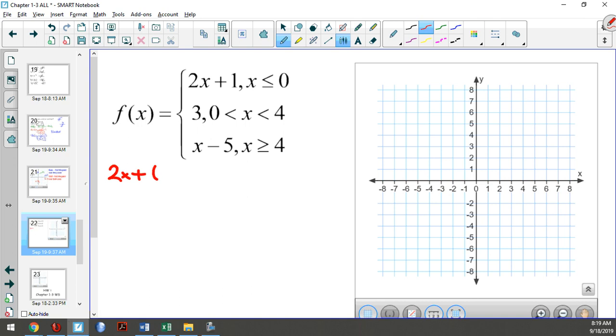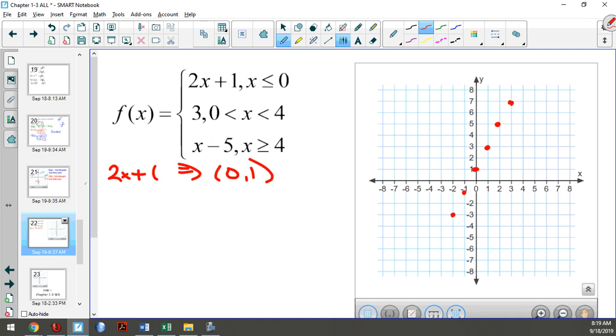Why are we using the point 0, 1? It's the y-intercept, so I have the point 0, 1. Then what am I doing? My slope is 2, so I'm going to rise up 2 units and to the right 1. Go down 2 and to the left 1. Do you see that lovely little line is right there?